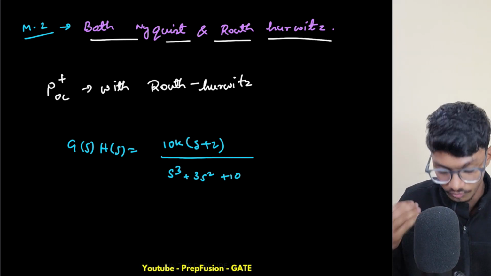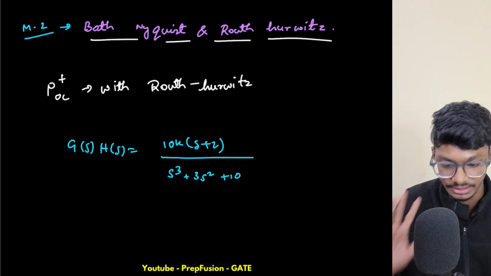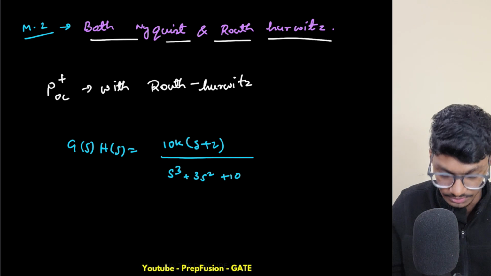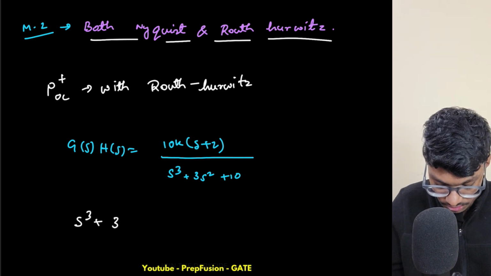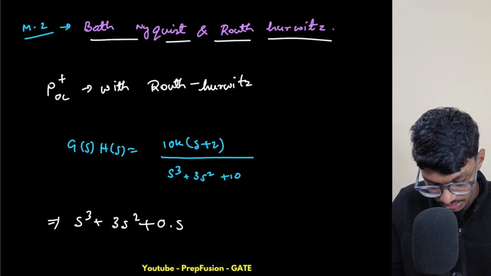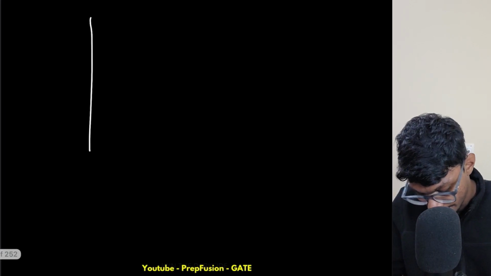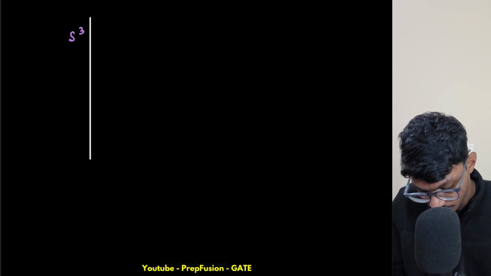Now what do we do? We write the Routh table for this to find the poles. Standard Routh table. Obviously we have a coefficient missing basically. So this is 3s square plus 0 times s plus 10 equals 0. So we'll write this in the Routh table. Here I have s cube, here s square, here s to the power 1, here s to the power 0.